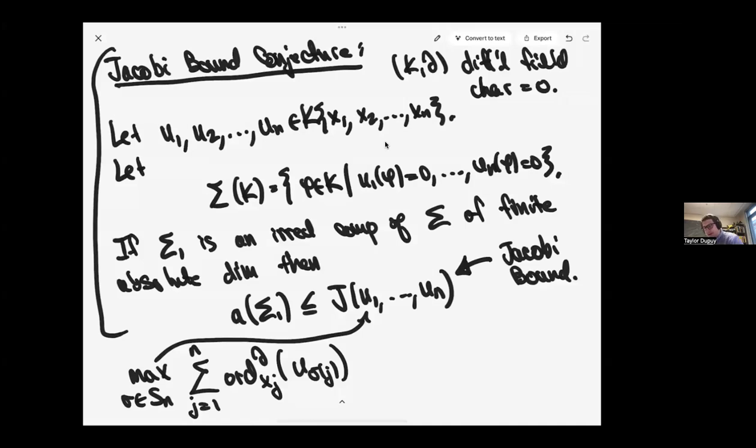And I guess the other last thing I should mention is Hrushovsky has a 2007 preprint on the arXiv, which claims the difference case in full generality.